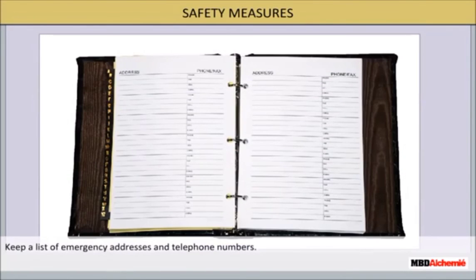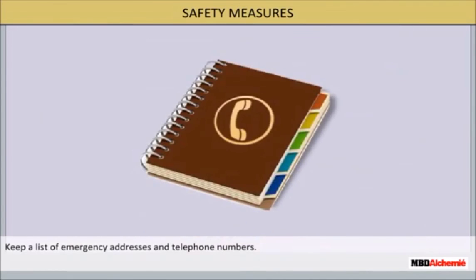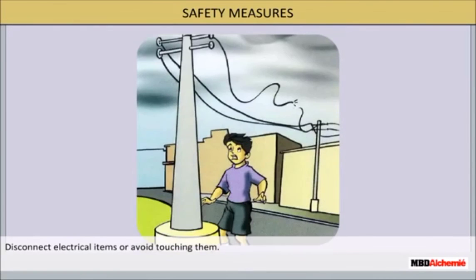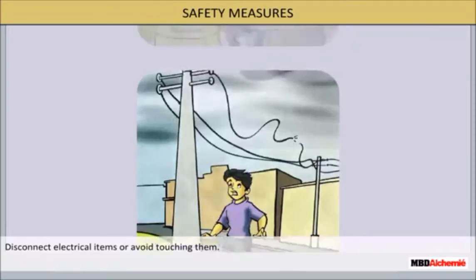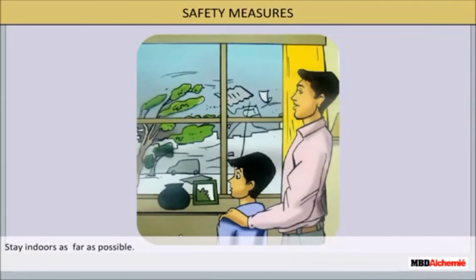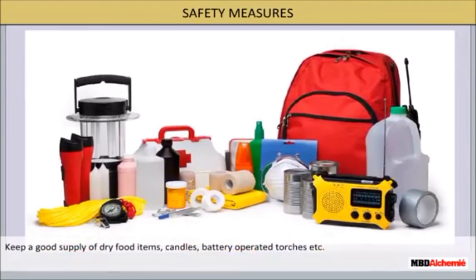Keep a list of emergency addresses and telephone numbers. Disconnect electrical items or avoid touching them. Stay indoors as far as possible. Keep a good supply of dry food items, candles, battery-operated torches, etc.